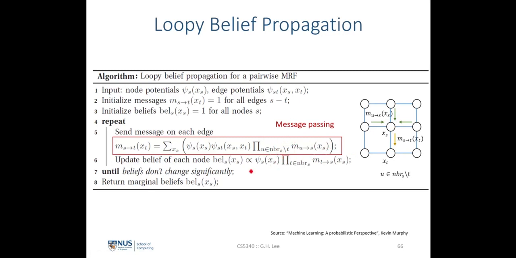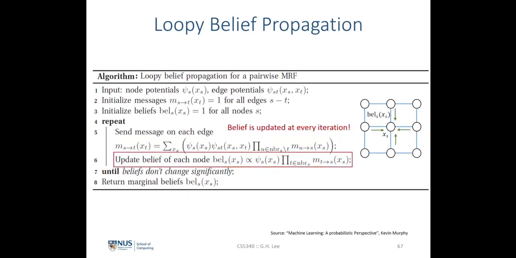Once we compute this message, we'll update the nodes simultaneously in this step. We won't wait for all the messages to reach the root node of the tree in order to update the belief anymore. Because we have a loopy graph, there's no notion of a root node. So after every time we pass a message into a random variable, we'll directly update the belief of that particular node. And we'll do this repeatedly until the beliefs don't change significantly.